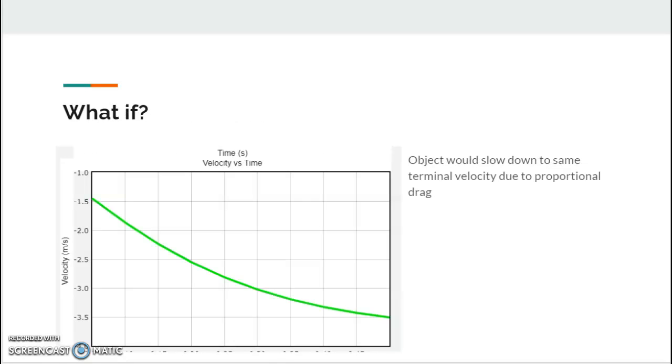And for the what if question of if the object was initially thrown downwards instead of just dropped, the object would slow down to the same terminal velocity due to drag being proportional to the velocity of the object. And so it would eventually reach the same terminal velocity in the end, whether it was dropped from rest or thrown downwards. Overall, Lab 2 taught a great many things about the velocity of an object that is going downwards.